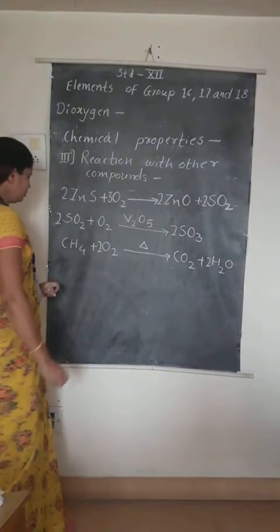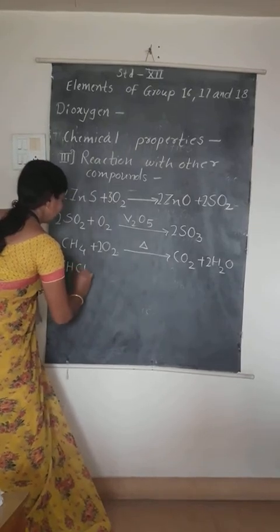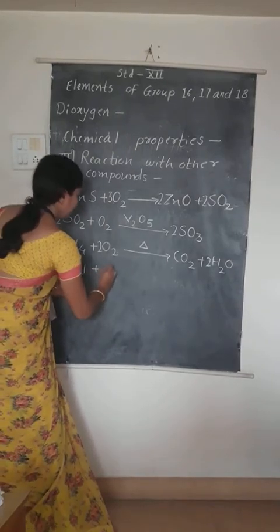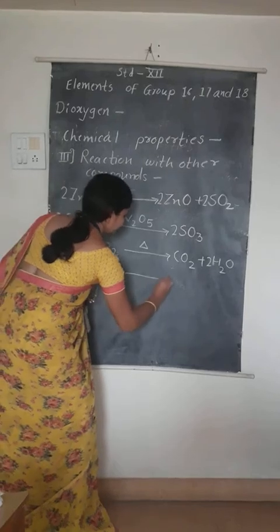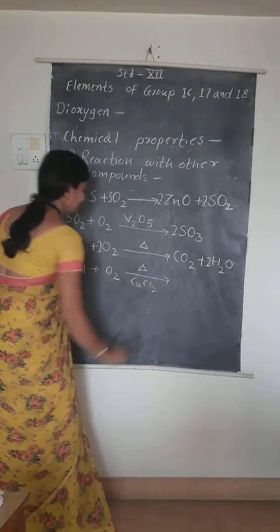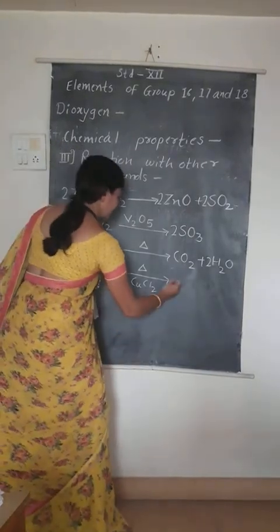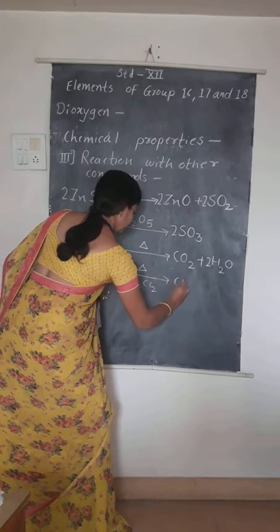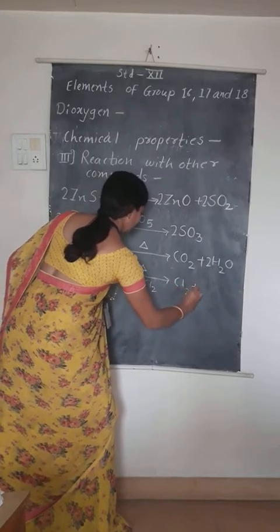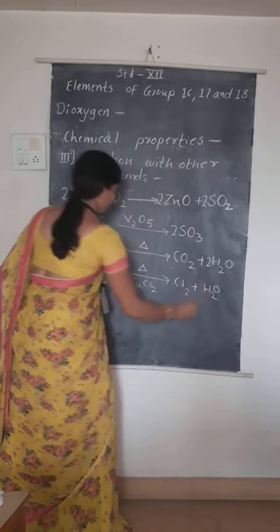And the last one, when hydrochloric acid is heated with oxygen in presence of CuCl2 as a catalyst, it gives the formation of chlorine gas. Along with this, there is formation of H2O.